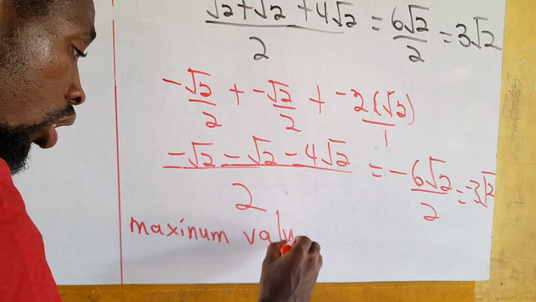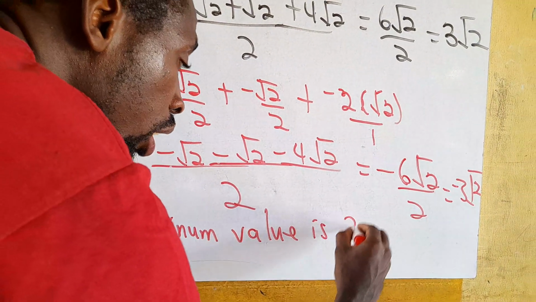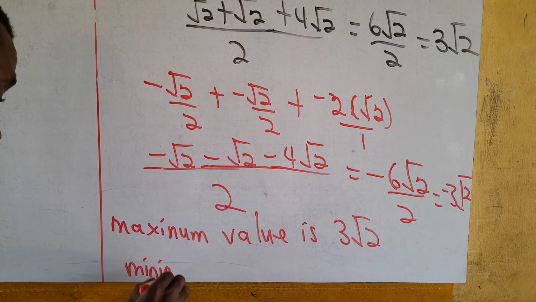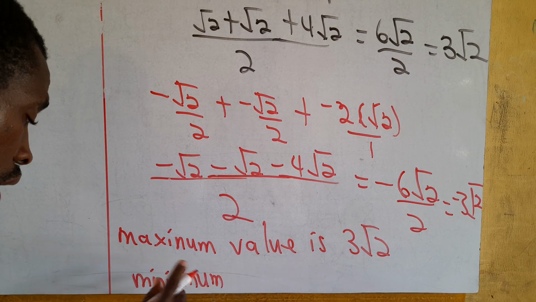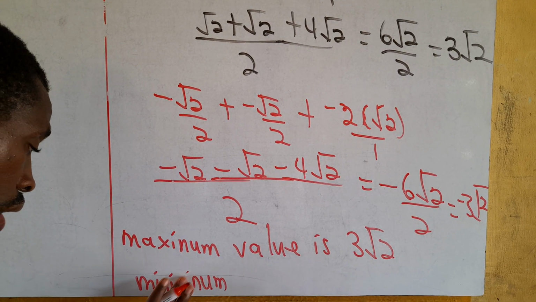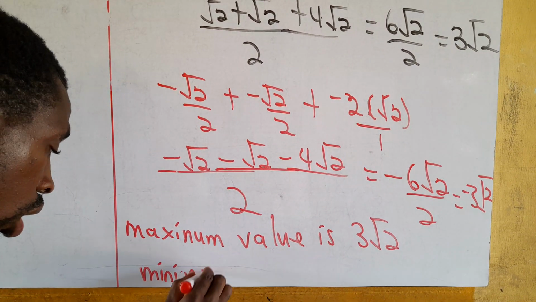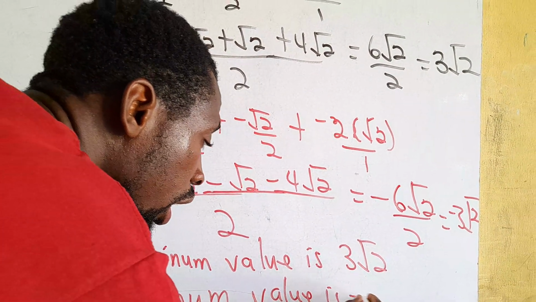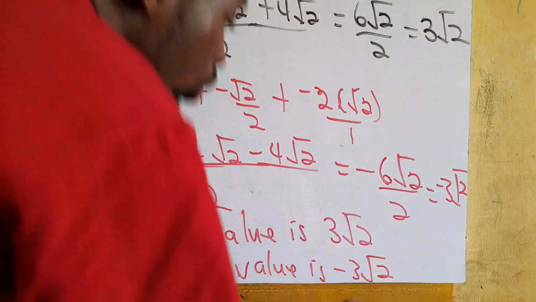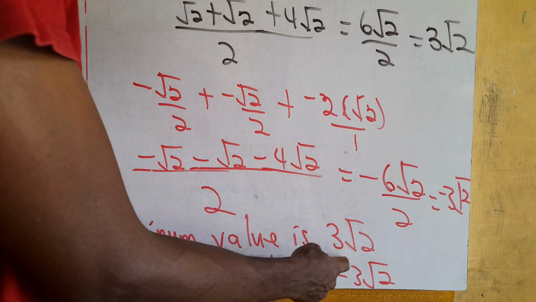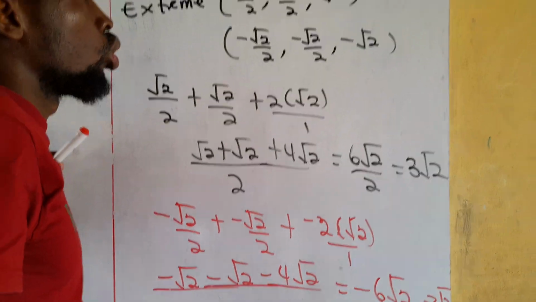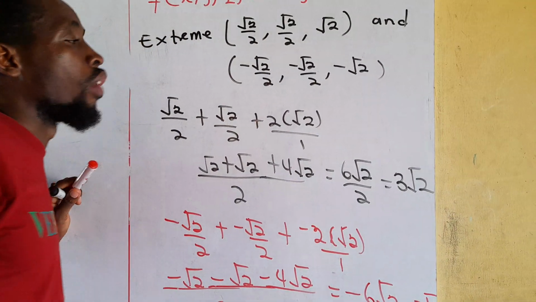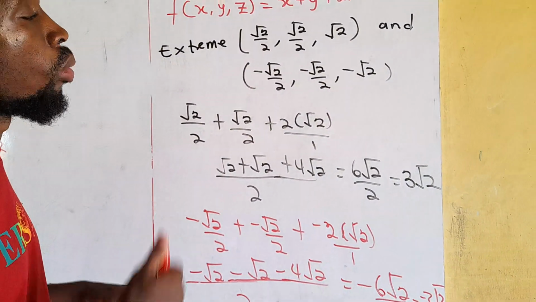So we can say the maximum value is 3 root 2, and the minimum value is negative 3 root 2. The maximum value, remember, occurs at root 2 over 2, comma root 2 over 2, comma root 2. And the minimum value occurs at negative root 2 over 2, comma negative root 2 over 2, comma negative root 2.